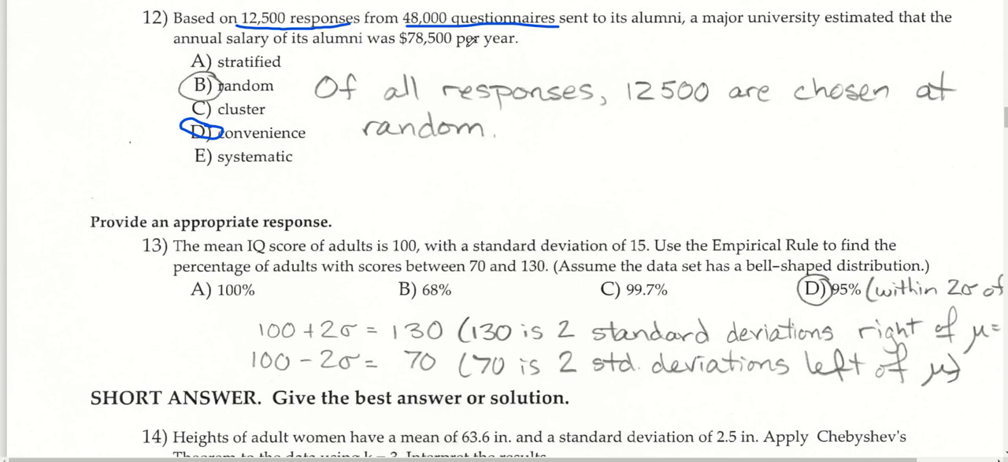On the other hand, let's suppose that all 48,000 questionnaires were received. If we select, unbiasedly, just randomly select 12,500 from those 48,000 questionnaires, then that would be a random sample. In my opinion, the wording is a little bit vague, so I would have accepted both random and convenience as an answer to this question.